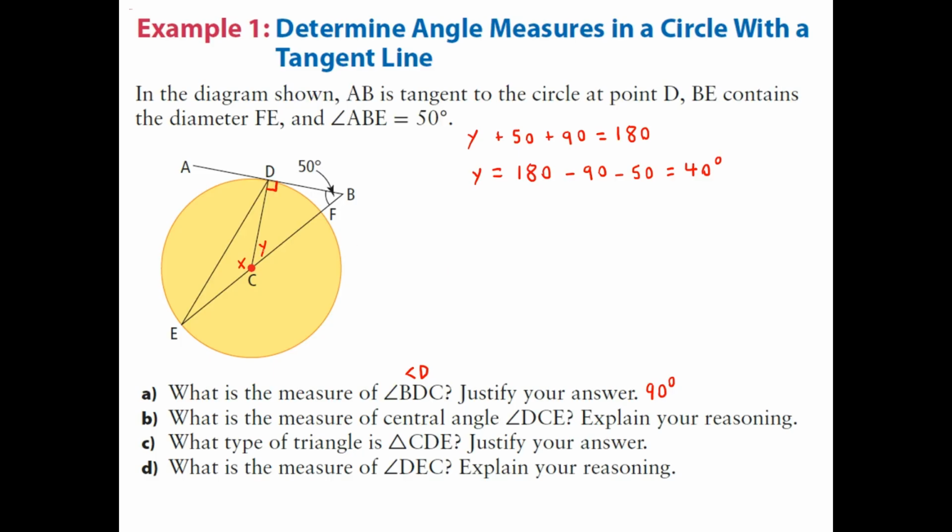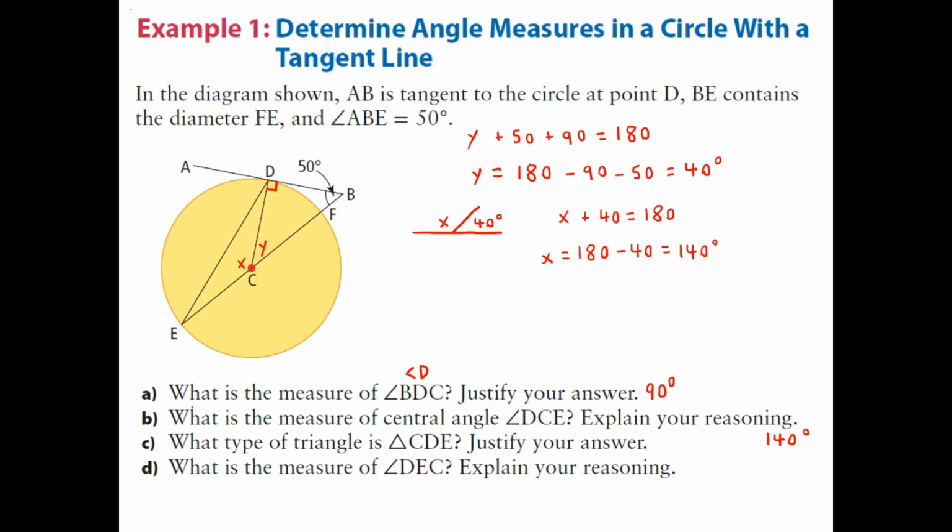Great. Now, how does knowing Y help me solve for X? Recall, angles in a straight line must add up to 180 degrees. So if Y is 40 degrees, I can use that to find X, because this all has to add up to 180. X plus 40 degrees equals 180 degrees. If I take 180 and subtract 40, I get 140 degrees. So X must be equal to 140 degrees, and X would be my angle DCE.